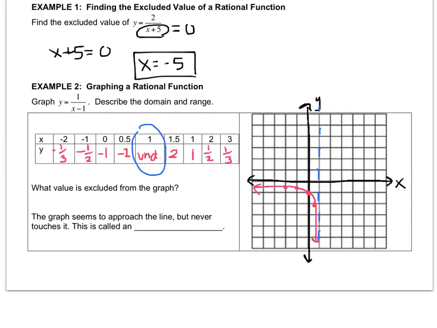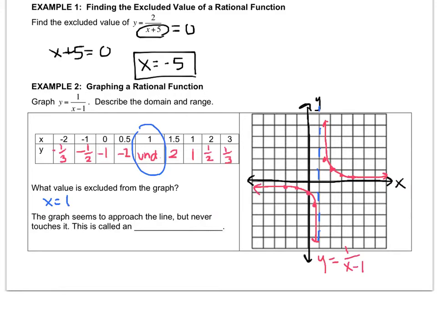So now let's graph the other side. And I have to make sure that I don't touch that blue line. Label it y equals 1 over x minus 1. What value is excluded from the graph? Well, that's the value where x equals 1.